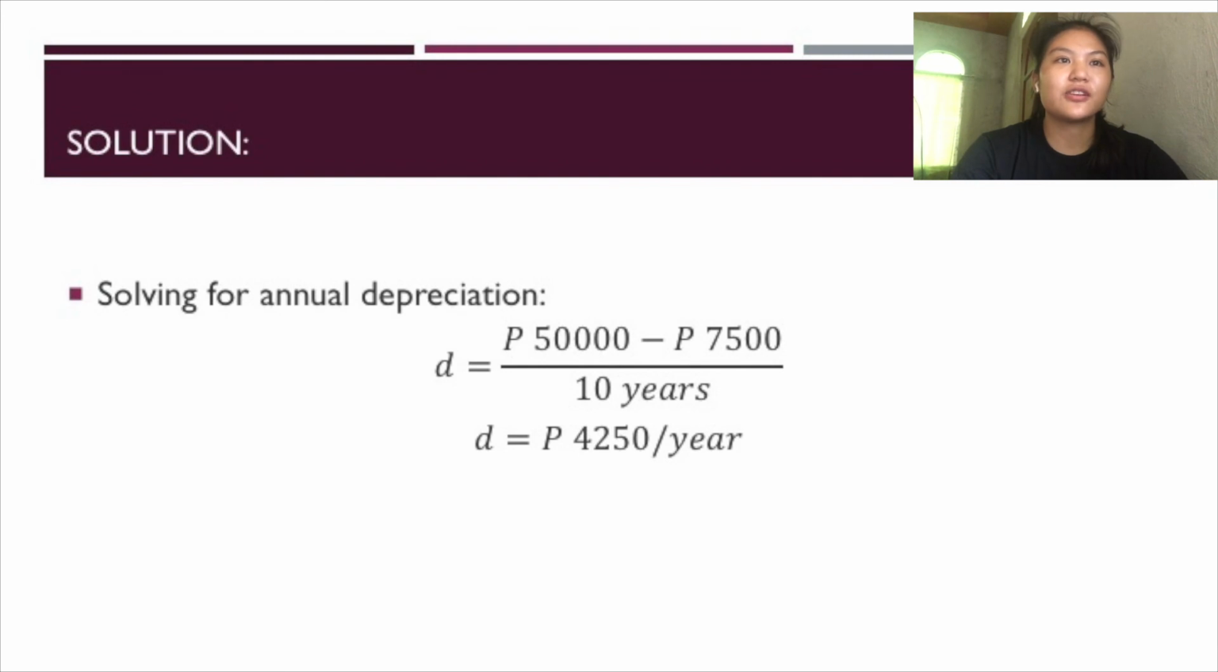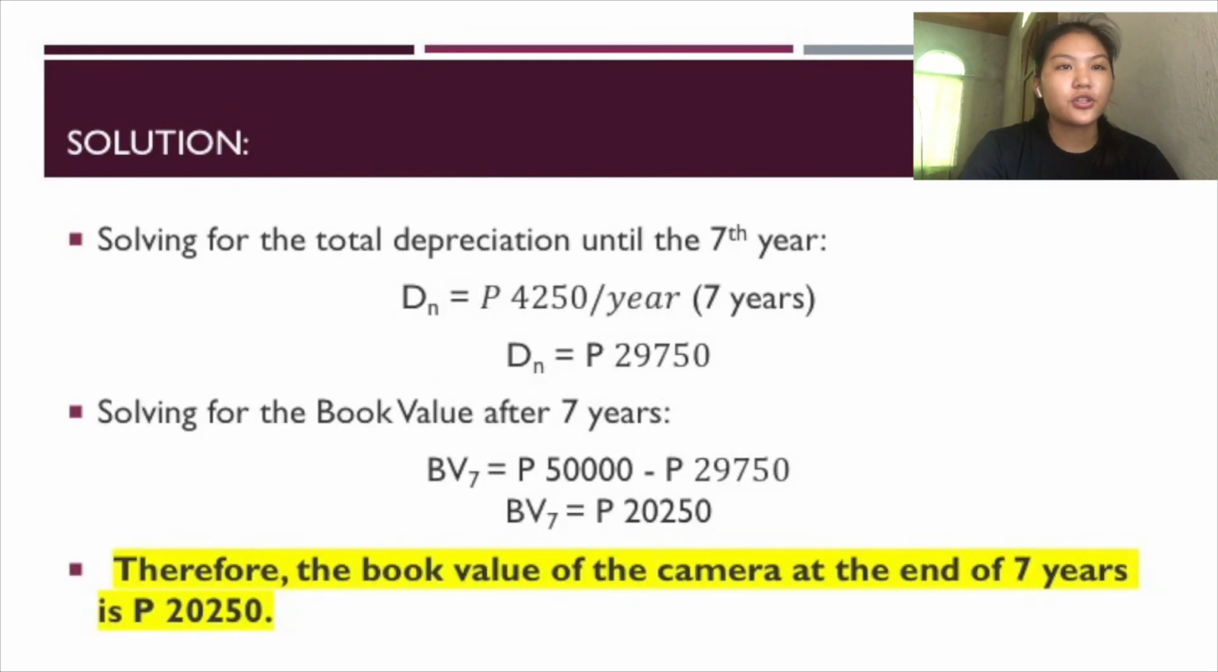By substituting the values in the formulas, the annual depreciation is equal to 50,000 pesos minus 7,500 over 10 years. And the annual depreciation is equal to 4,250 pesos per year. After, we will solve that. So the book value after 7 years will be 20,250 pesos. Therefore, the book value of the camera at the end of 7 years is 20,250 pesos.